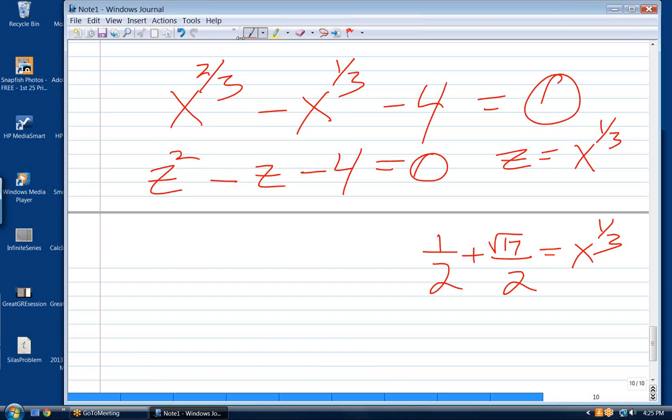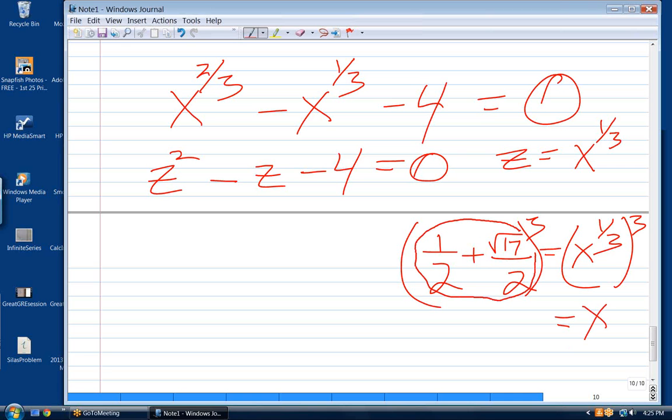Would it be like 1 over x? No. Cube both sides. Duh. In other words, I want to cube the right side and cube the left side. That makes the right side X. And this is, after all, just a number. There's no variable in there. So convert that to a number, cube it, whatever that is, that's the answer.